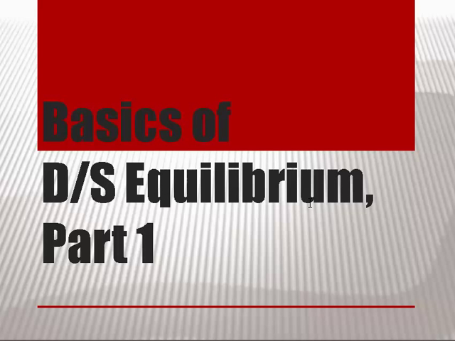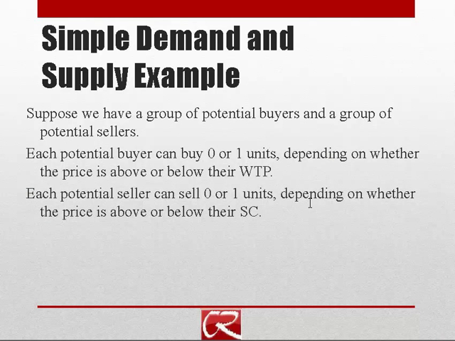So, in the last couple of video lectures, we talked about the basics of supply and demand: what determines the amount of demand, coming from buyers' willingness to pay, and what determines the level of supply, which is determined by seller costs. And now we're going to look at how demand and supply interact together to create an equilibrium.